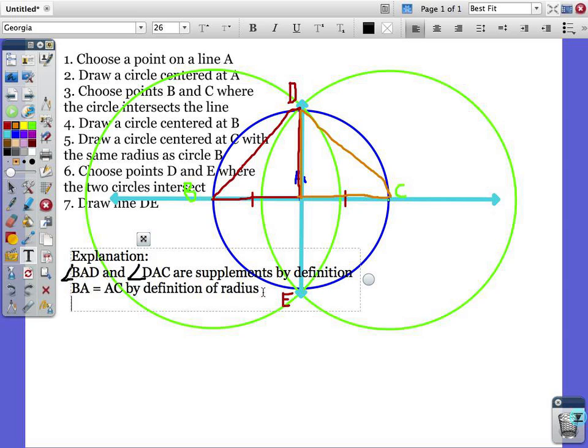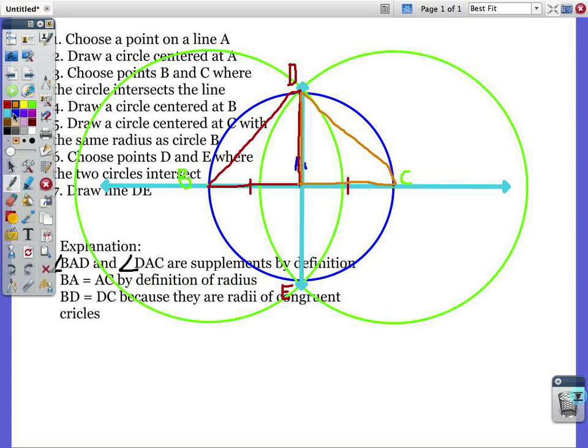You'll say BD is congruent to DC. Why? Because of the definition of radius, because they are radii of congruent circles. They're radii of congruent circles. Okay, so now we've said that BD is congruent to DC. We have one more thing left to say.